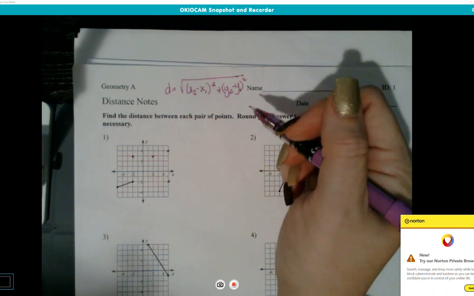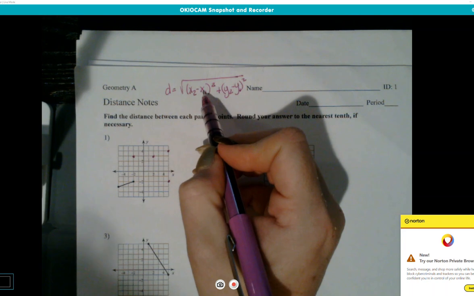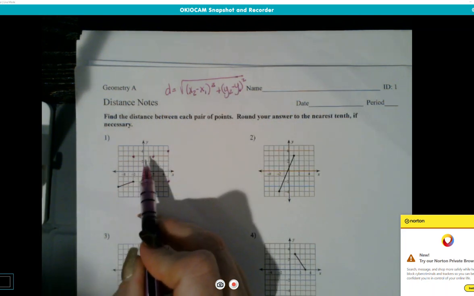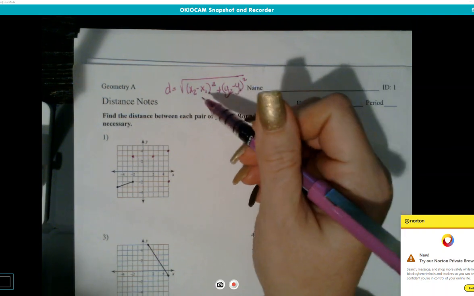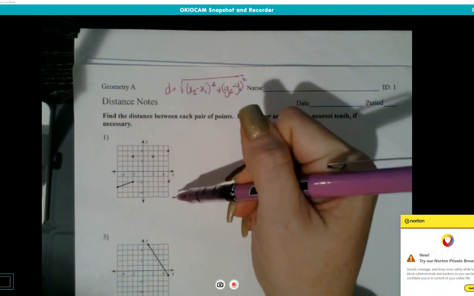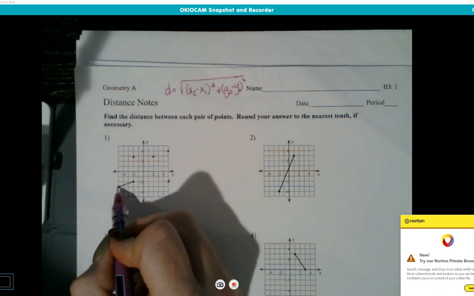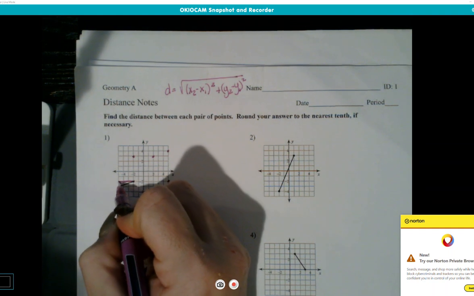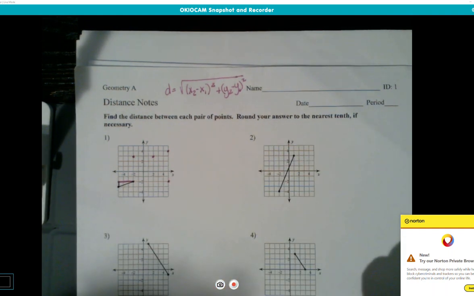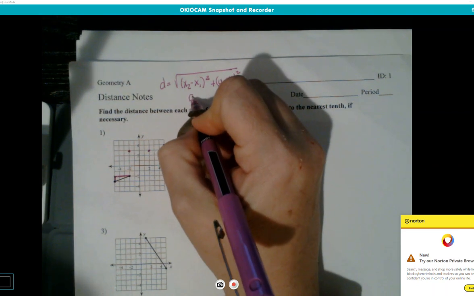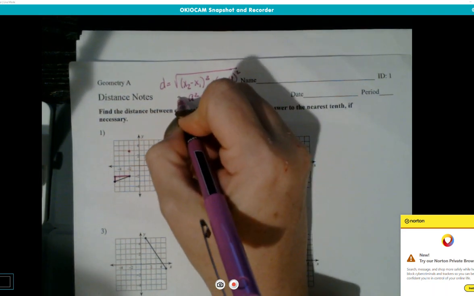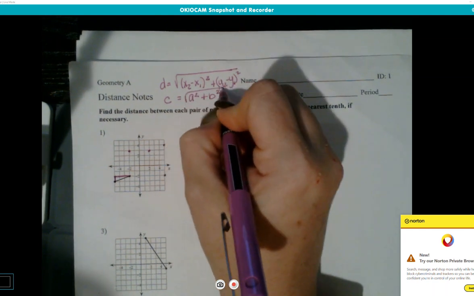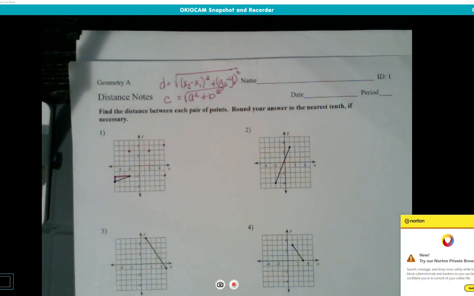Now, if we look at this, when you say x2 minus x1, you're just counting how far it is on the x-axis. When you say y2 minus y1, you're just counting how far it is on the y-axis. If I'm going from dot to dot and I want to know how far it is on the x-axis and how far it is on the y-axis, I'm making a right triangle. We learned about right triangles in Algebra 1 and then in 8th grade math. The Pythagorean theorem says a squared plus b squared equals c squared, and when I'm looking for c, I have to take the square root. So this is really just the Pythagorean theorem.